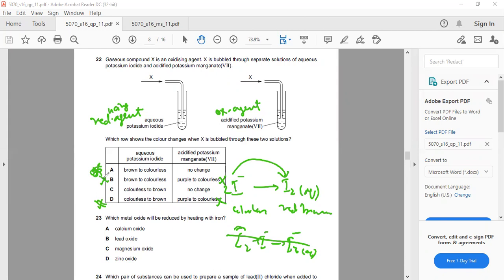Okay, now A or C? Which one is correct? A is wrong because it says brown to colorless. No, I told you colorless to brown. C is the answer. And oxidizing agent will not change the color of oxidizing agent. No change here.